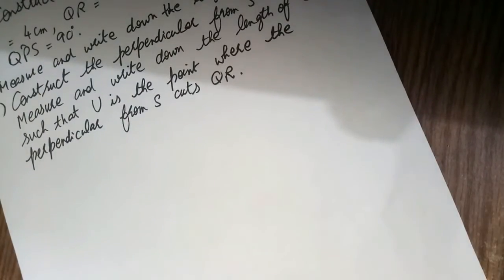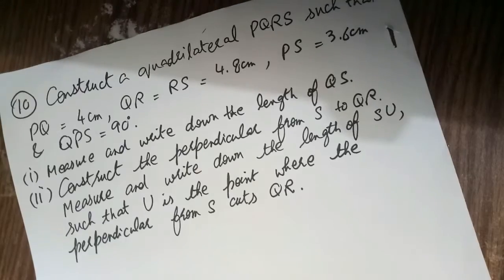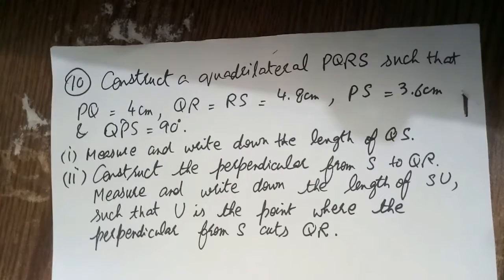Question number 10. Construct a quadrilateral PQRS such that PQ is equal to 4 cm, QR and RS both are the same, 4.8 cm, PS is 3.6 cm, and the angle QPS is equal to 90 degrees. Measure and write down the length of QS. So first of all, we will construct this quadrilateral. The angle is QPS, which is 90 degrees.